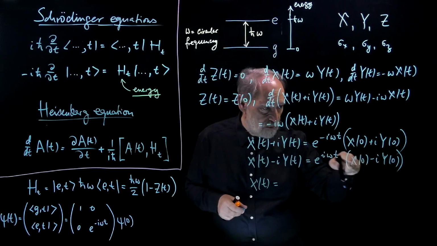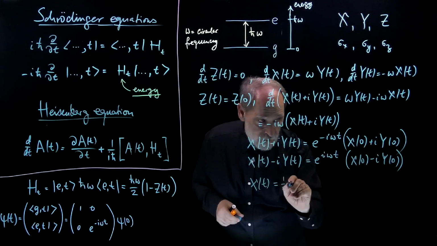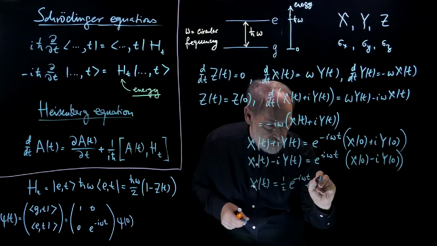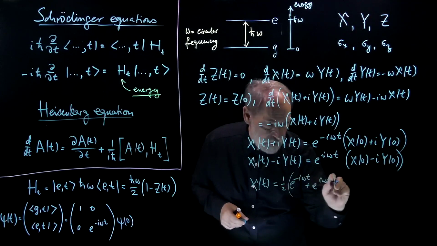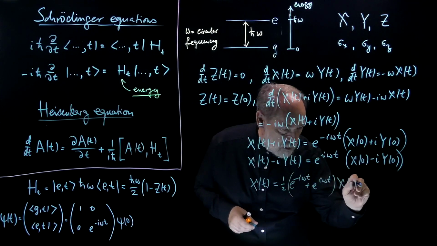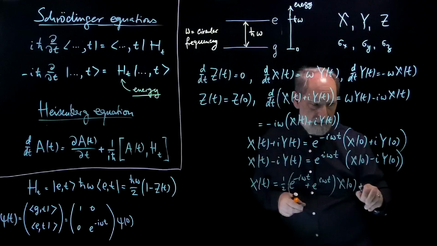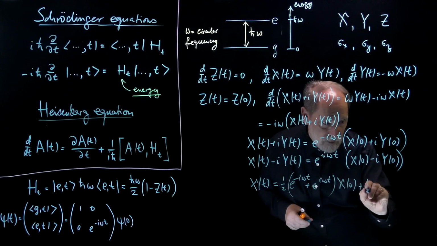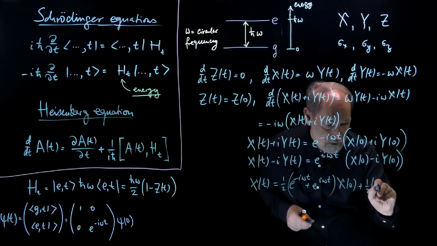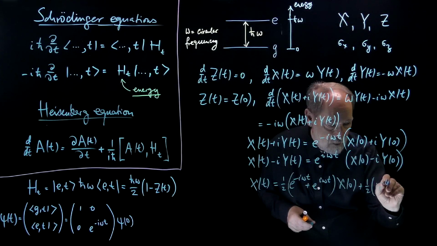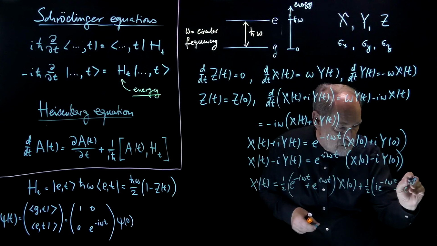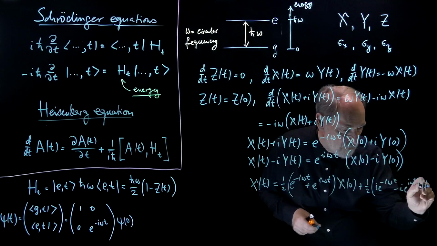It's for the x of 0, it's half of e to the minus I omega t plus e to the I omega t times x of 0. And for the y, it is half of I e to the minus I omega t minus I e to the I omega t times y of 0.